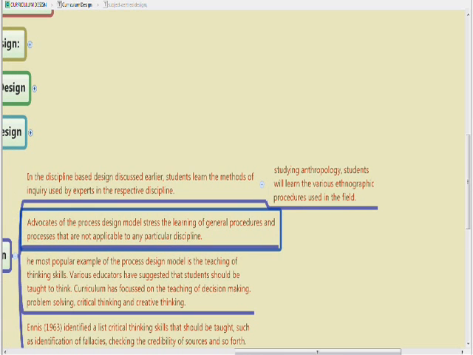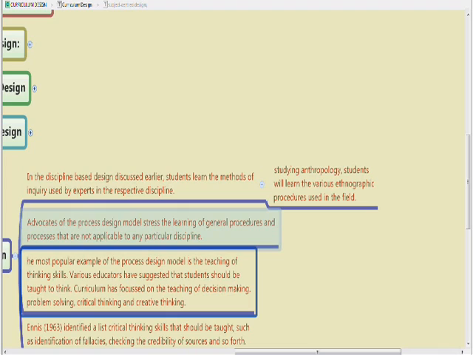Advocates of the process design model stress the learning of general procedures and processes that are not applicable to any particular discipline. The most popular example of the process design is teaching thinking skills. Various educators have suggested that students should be taught to think. Curriculum has focused on teaching decision making, problem solving, critical thinking, and creative thinking.